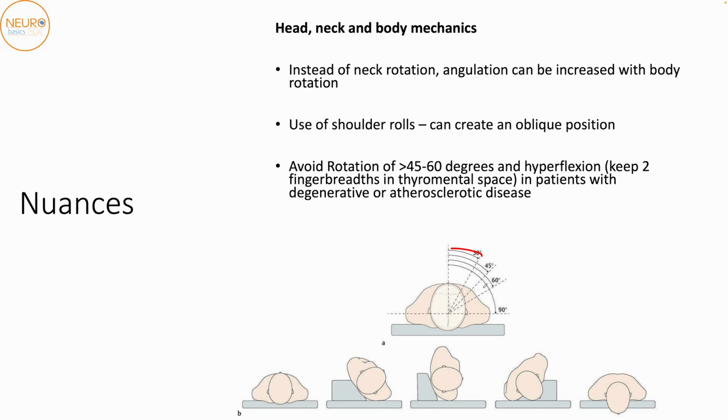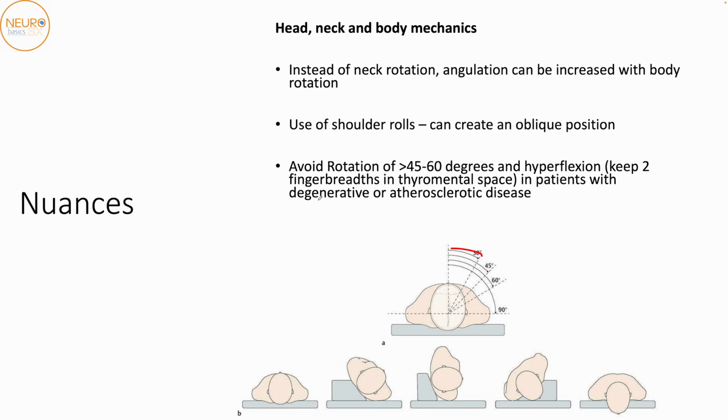So it is possible that you can turn the entire head by 90 degrees and achieve a 90-degree rotation. Other thing you could do is just turn the head by 45 degrees and turn the body by 45 degrees and achieve a 90-degree rotation. So that is also possible. So instead of neck rotation, angulation can be increased by body rotation as well. So you can create an oblique position like this using shoulder rolls.